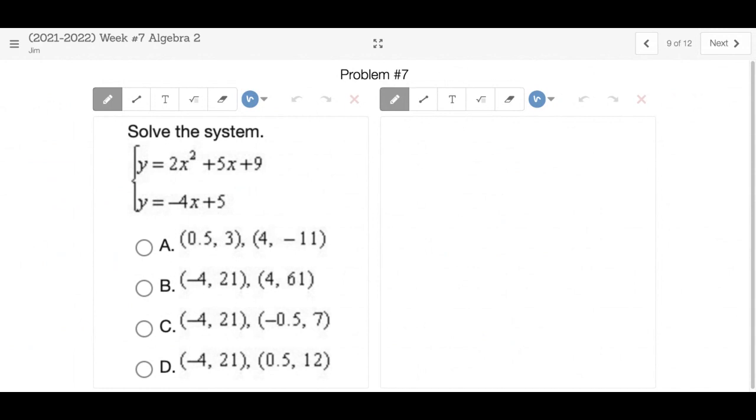Is there only 7 problems? That's all I have on my... There are 7. Okay. So the answer was D for the last problem. Yes, you are absolutely correct. It was D. Okay. So here's the last problem.